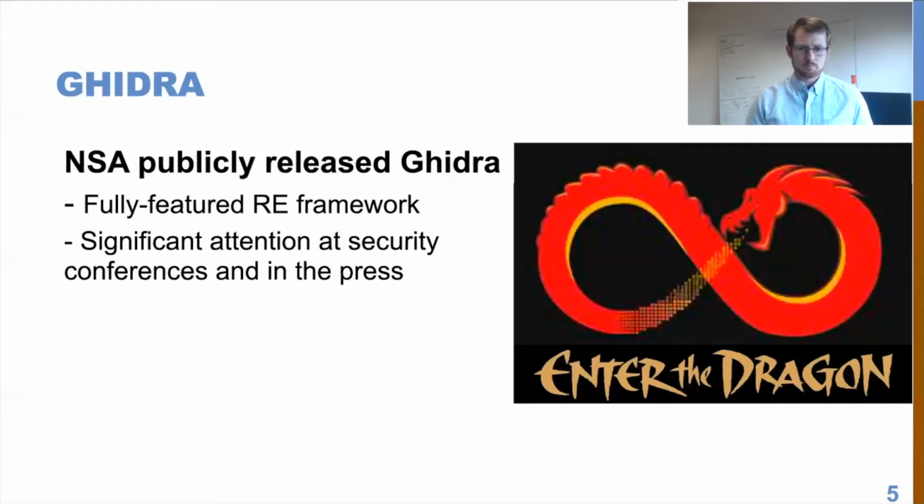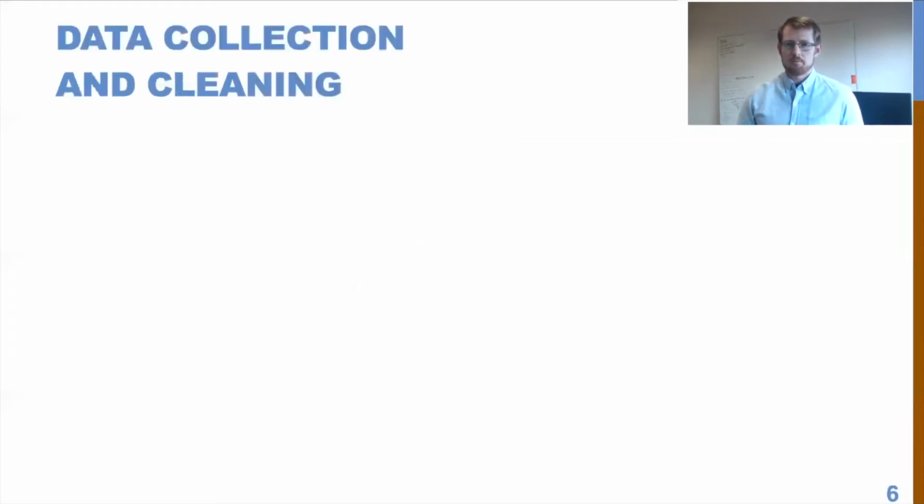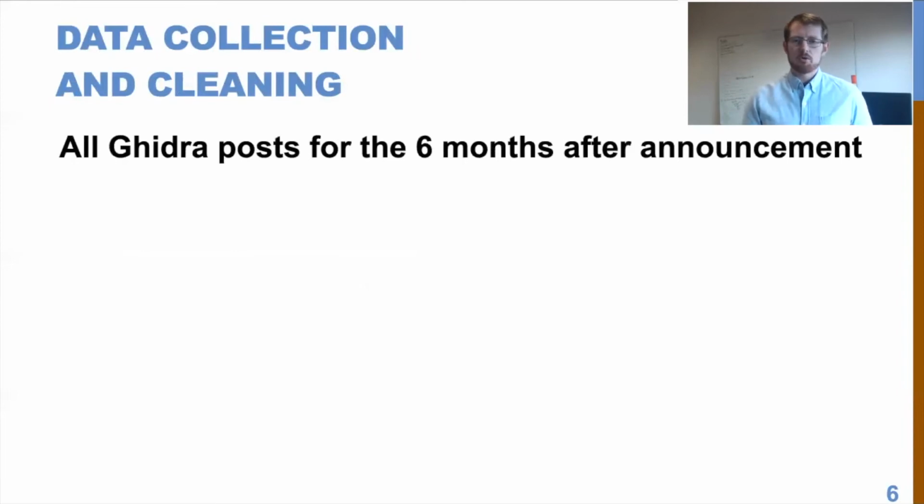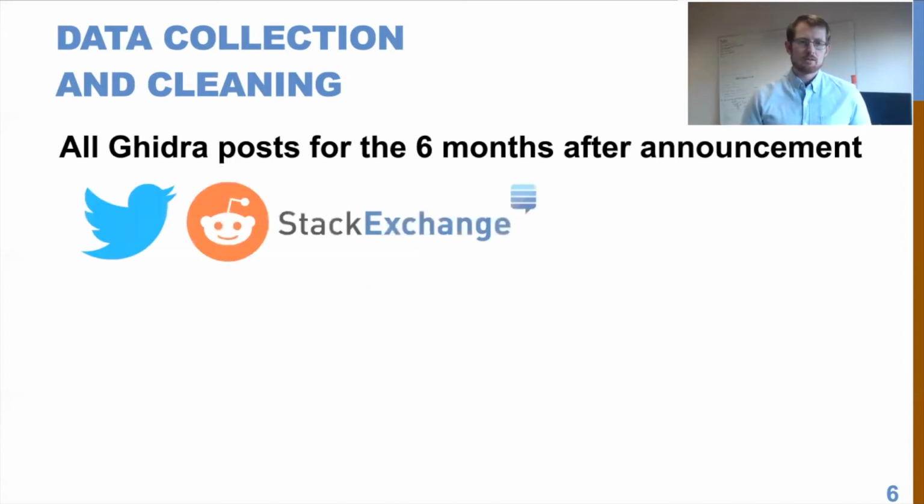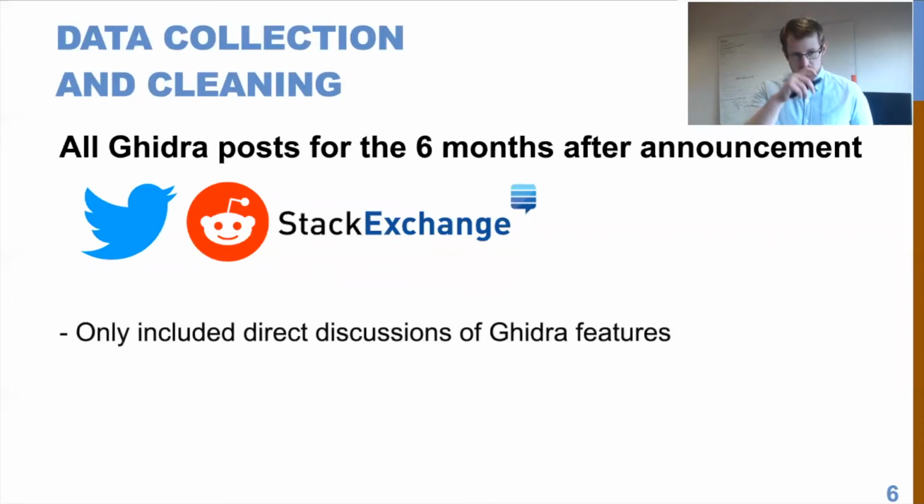So for this paper, we began by collecting all posts related to Ghidra in the 6 months following its initial release, its initial announcement. And this allows us to look at this early adoption phase. We collected all the data from Twitter, Reddit, and Stack Exchange, which is where we saw most of the discussion occurring. And we specifically only focused on discussions related to Ghidra features.